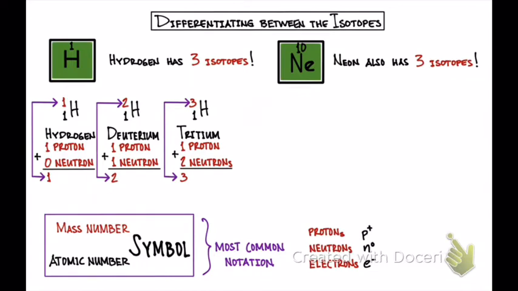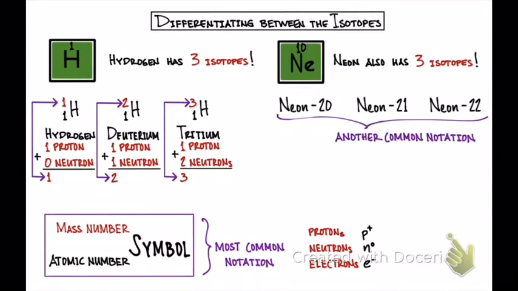So now let's look at the 3 different isotopes of neon. Neon 20, neon 21, and neon 22 are 3 isotopes of the element neon. As you can see here, the notation is different from what I just showed you. This is the second most common notation for writing isotopes of a given element. The number right after the name of the element is the isotope's mass number. So neon 20 has a mass number of 20, neon 21 has mass number 21, and so on and so forth.